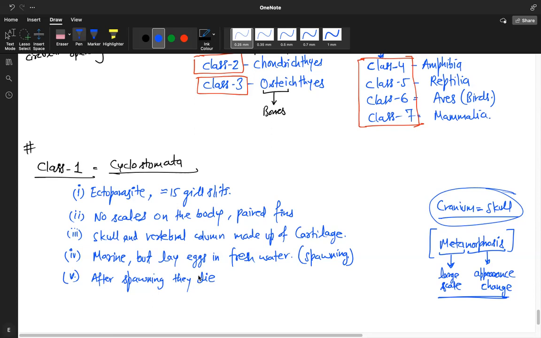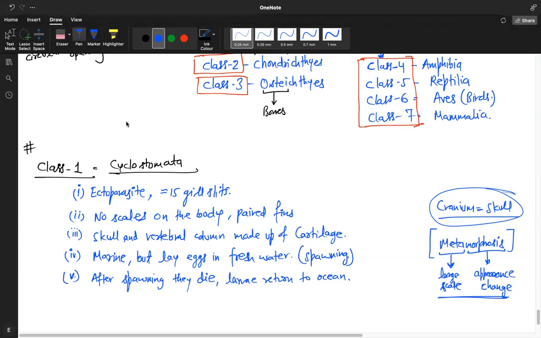You understand? Yes. So after spawning, they die and their larvae undergo metamorphosis and return to the ocean. Then again, they grow up and do the same thing for their kids. Examples are petromyzon and myxine. So lamprey and hagfish are the examples.